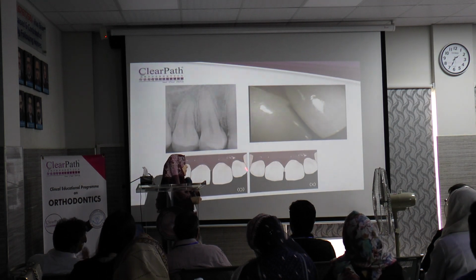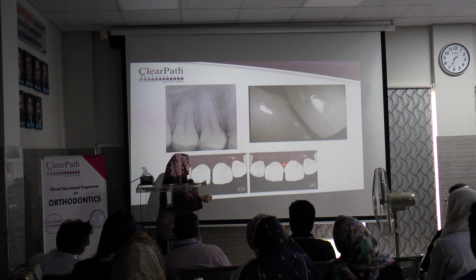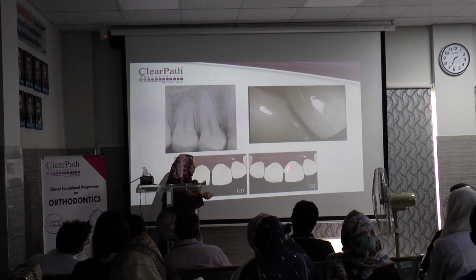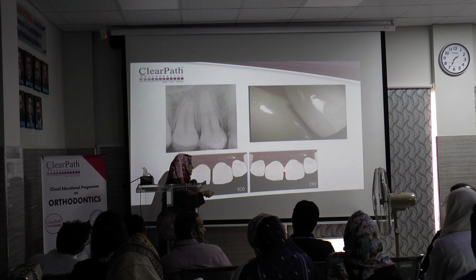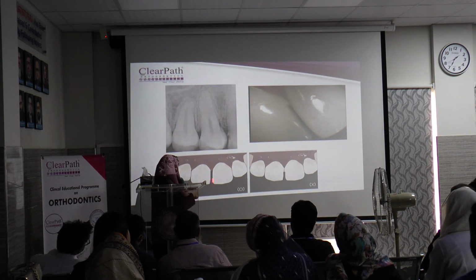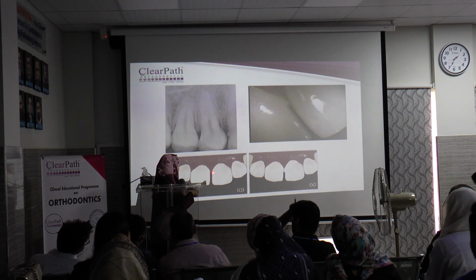Okay. Now the IPR should be done properly. As you can see, this is an incorrect IPR. The contact point is intact, it's not broken. So in that case, there will be no movement, or the movement will be small. This is the actual and the correct way of doing the IPR.